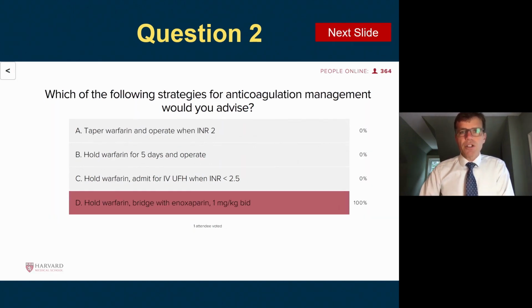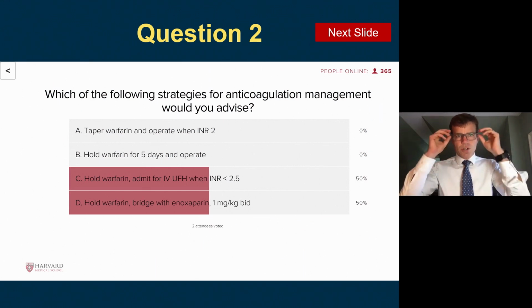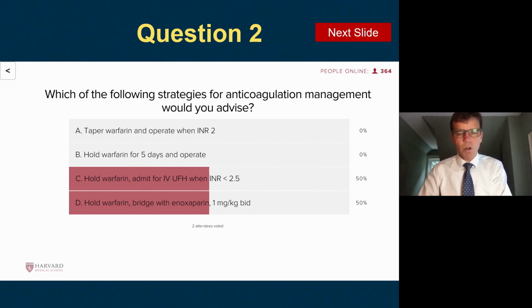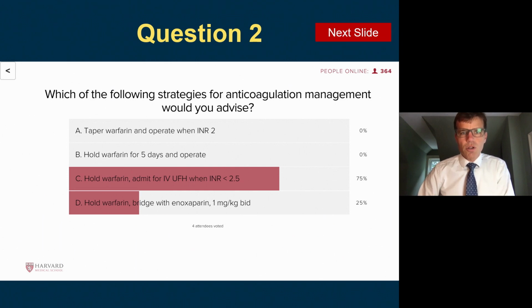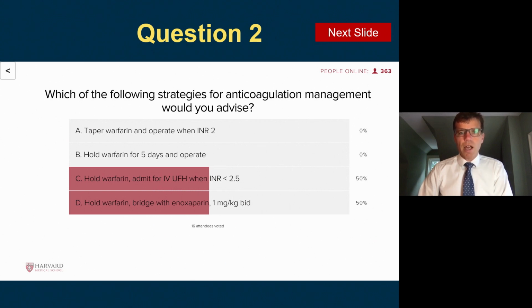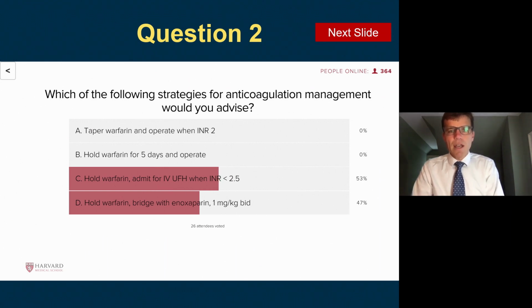Which of the following strategies would you recommend for anticoagulation management in this patient? You could tell the surgeons to just stop the warfarin and operate when her INR gets to 2. You could just hold the warfarin and operate at that point, whenever that is. You could hold the warfarin, admit for intravenous unfractionated heparin when her INR drops below 2.5, and then operate after that. You could hold the warfarin, bridge with enoxaparin, 1 mg per kg BID.